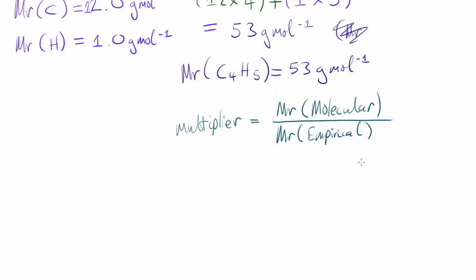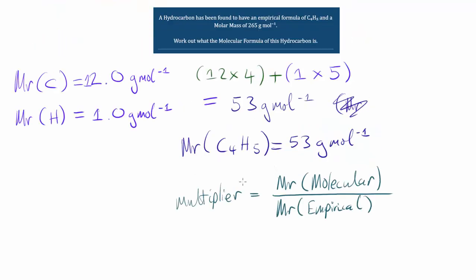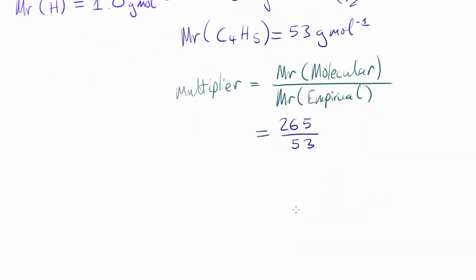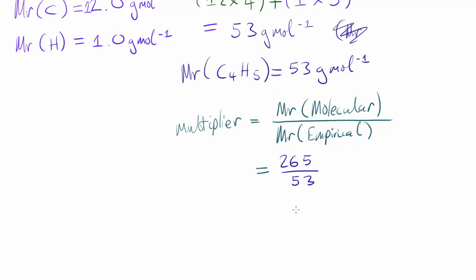And what does that give us? Well, let's set up the calculation. That is going to be equal to 265 divided by 53. And if you work that out, which I would invite you to do, what you should find is that you get 5. So therefore the multiplier is equal to 5x.